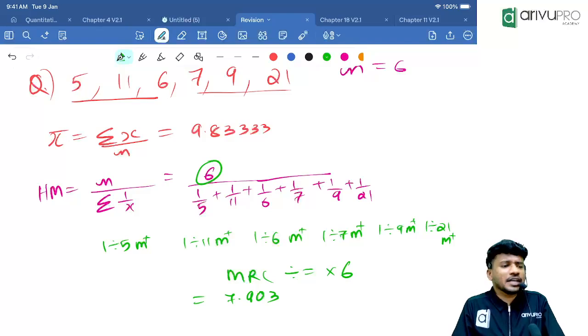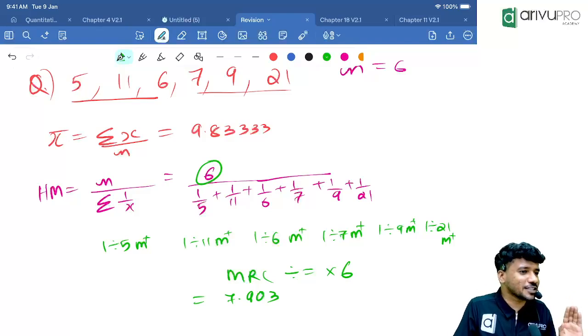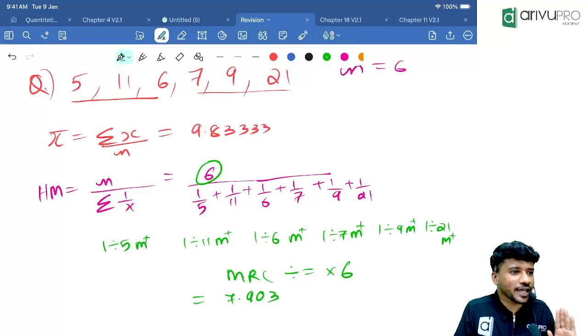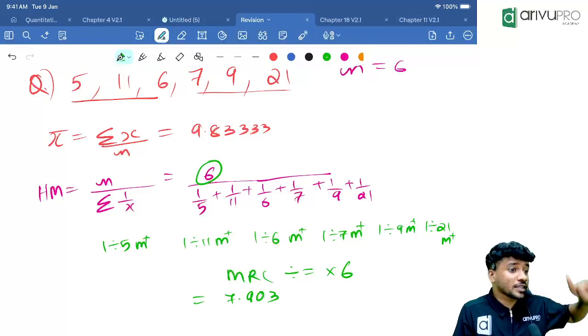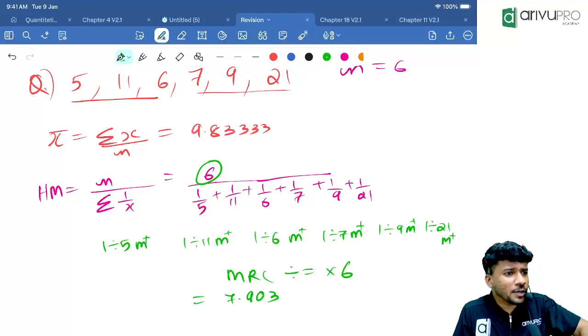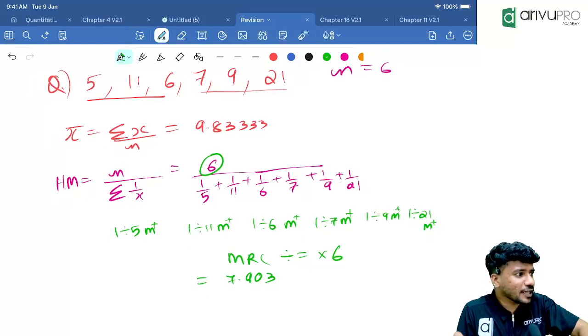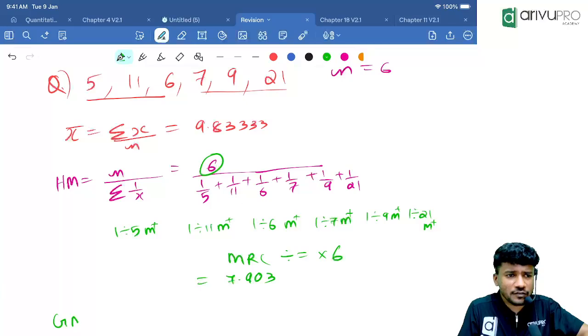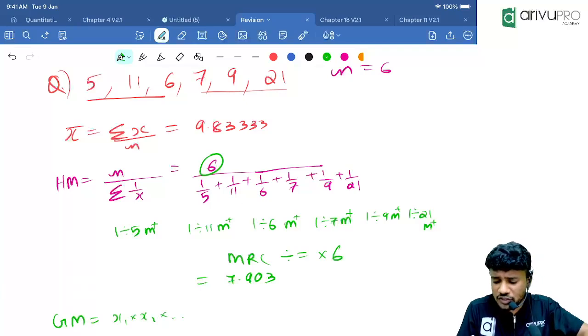Then GM I am not asking right now. Why? Because usually we use the option hitting method. That's why I am not telling you to do GM in the option hitting method. But can I solve GM in the normal way, using our calculator trick? What is the GM formula first of all? It is nothing but x1 into x2 into x3 etc., the entire thing raised to 1 by n.